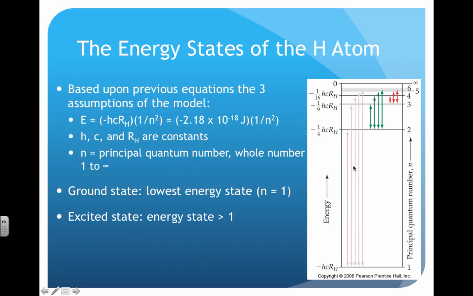So here what we show is the energy states of the hydrogen atom. If this is the principal energy level, like we have the nucleus, then we have energy level 1, 2, 3, and so on. You'll notice that the distances between the principal energy levels start to shorten the further away from the nucleus you get.